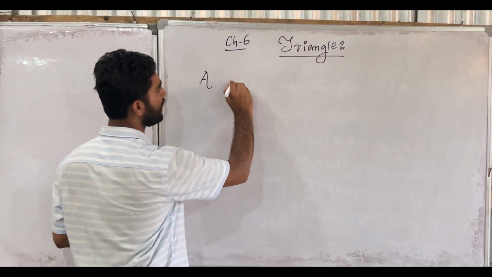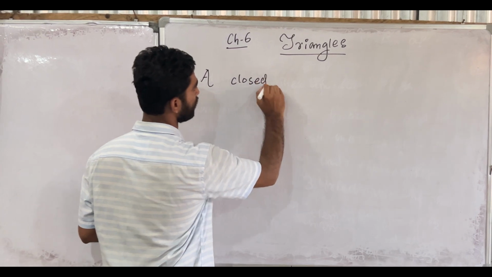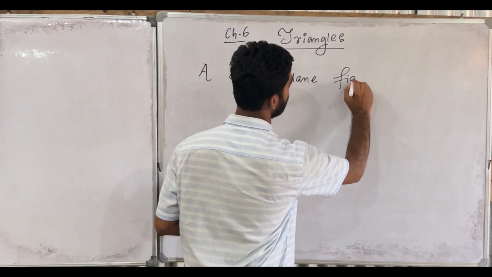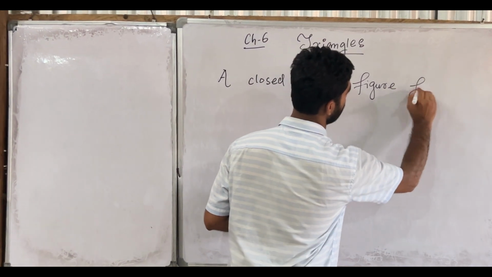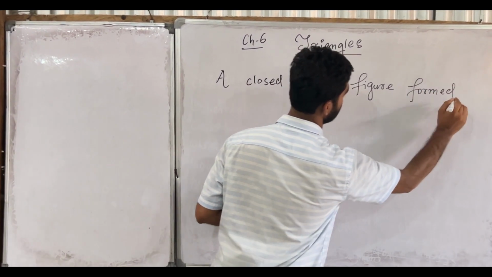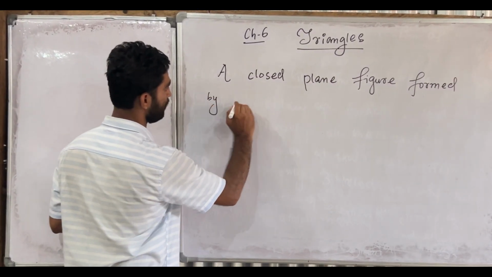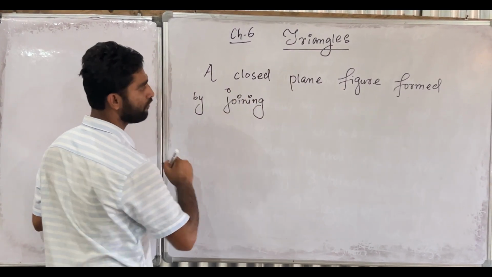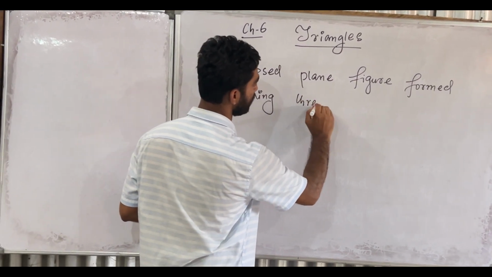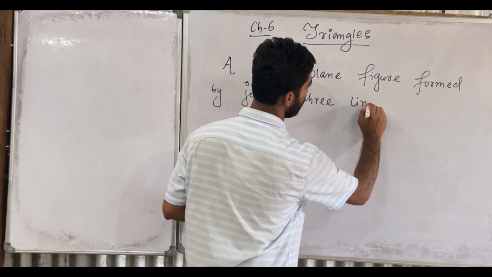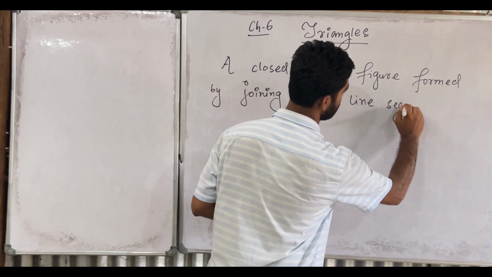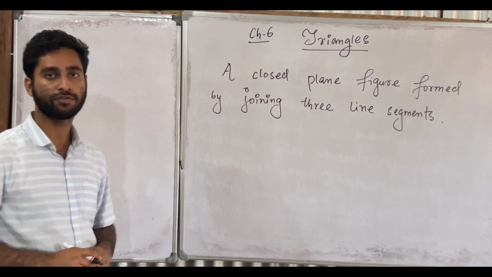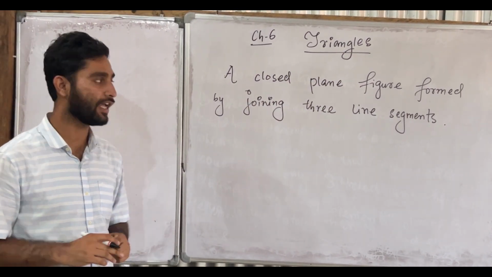So triangle is a closed plane figure formed by joining three line segments. So it is a closed figure formed by joining three line segments.